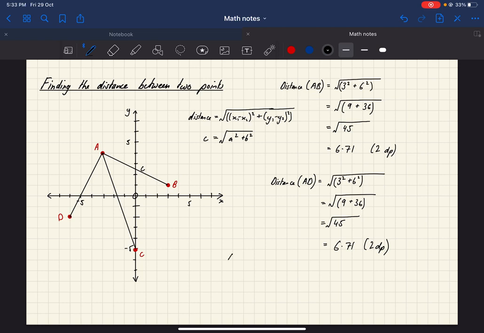So distance AC, and of course you can do this for any pair, so you could do B and C, B and D, or C and D, but for some reason I've just ended up working with A's, but that's fine. So distance AC equals the square root of the two lengths of the two sides of the triangle. So let's put those in. So we've got the height of the triangle and the width of the triangle.